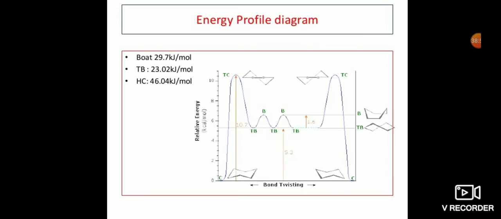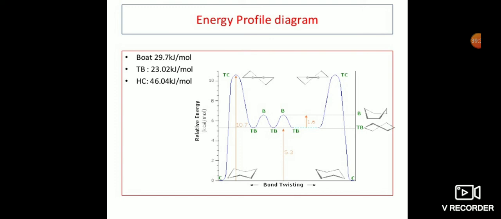Now this is the energy profile diagram for all these structures. Here we have all the structures: boat form, twisted boat form, twisted half chair form, and chair form. There is mainly relative energy. The least energy is of chair form.